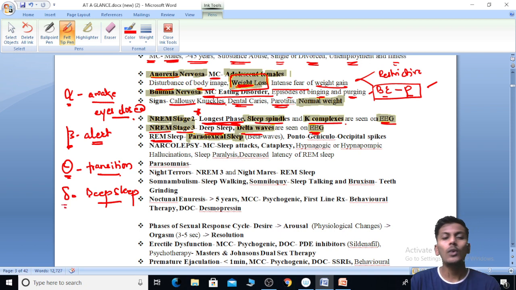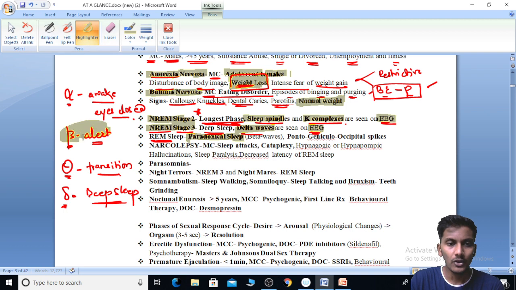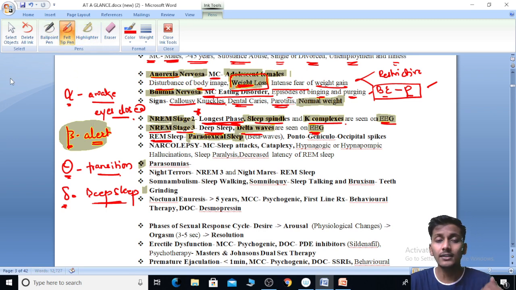Important one. What happens in cases of REM sleep? We would expect these slow waveforms like theta or delta waves. But in REM sleep, if we record an EEG, we usually find these beta waves. This is paradoxical. It is opposite from the phenomenon. Usually a person is sleeping, so we can record either of these. But no, in cases of REM sleep, we record these beta waves, which are usually seen in alert patients. So therefore, REM sleep is also known as paradoxical sleep, because we can record beta waves on an EEG.